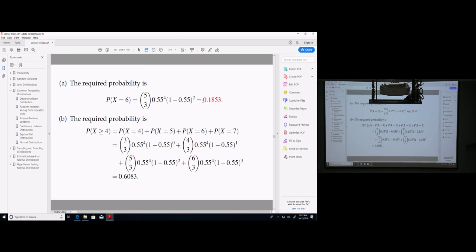So the required probability for part B is x equal to 4. This is the best scenario, I mean, it's just 4 straight wins for team A, or 5 wins, 6 wins, and 7 wins. And so I will have this, all right?